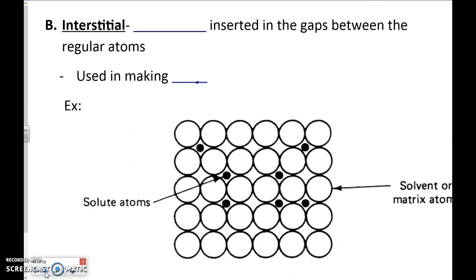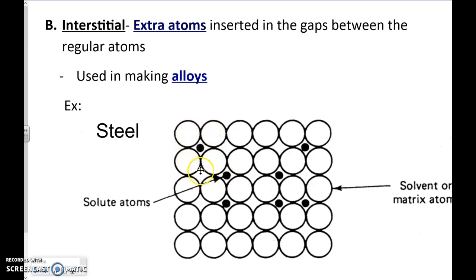Now this one's a little harder to talk about, but inter means between, like interpersonal, between two people, interstate, between two states, right? So interstitial means between two atoms. In other words, it's extra atoms inserted in the gaps between the regular atoms. The example you're most familiar with would be steel. We use interstitials a lot for making alloys.